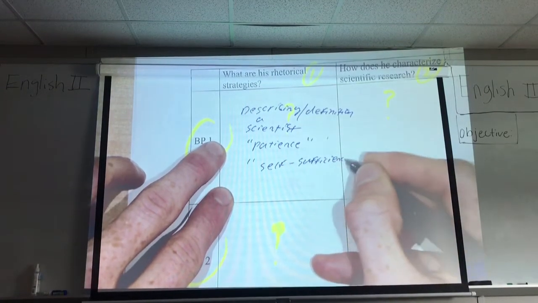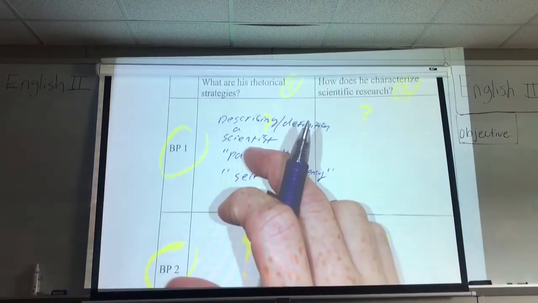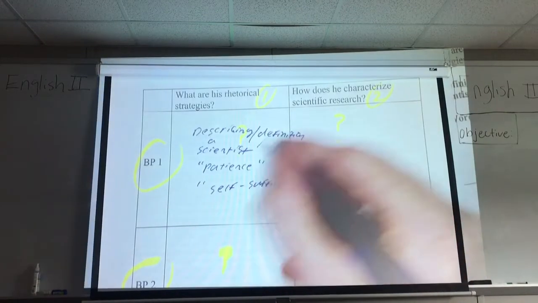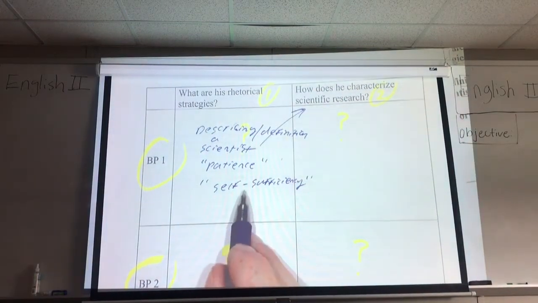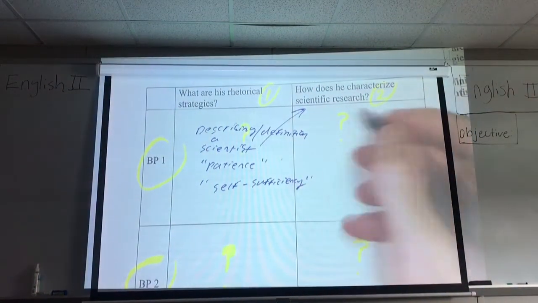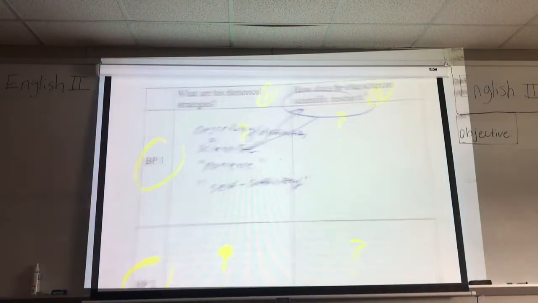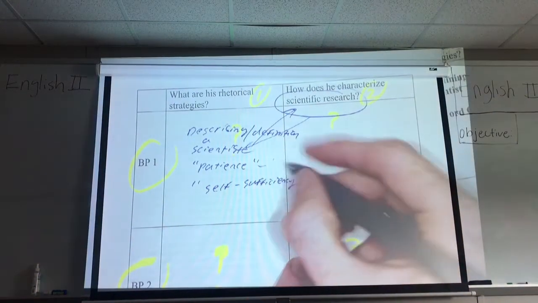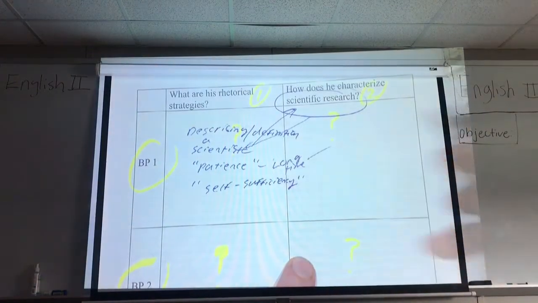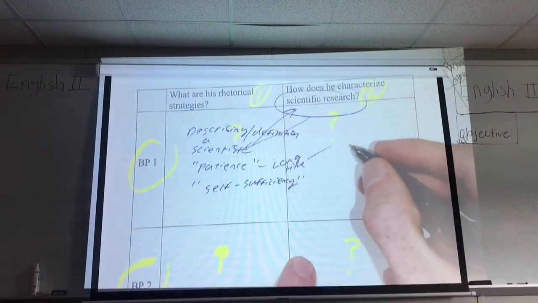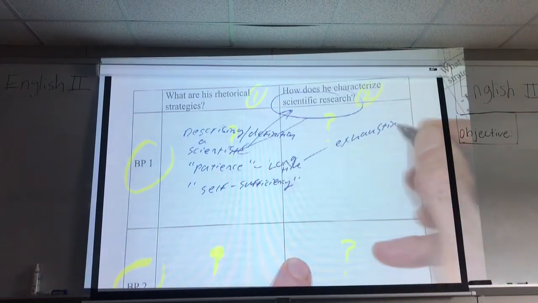Now, what I need to ask myself is, now that I have an idea of what he's talking about, well, based on this, what is he saying about this main question, right? If he's describing a scientist as patient and self-sufficient, then what does that mean about the work that they do, the research that scientists do? Well, that probably means that research takes a long time, right? And if something takes a long time, well, then that means that it is exhausting, tiring, because we get tired after a long time.